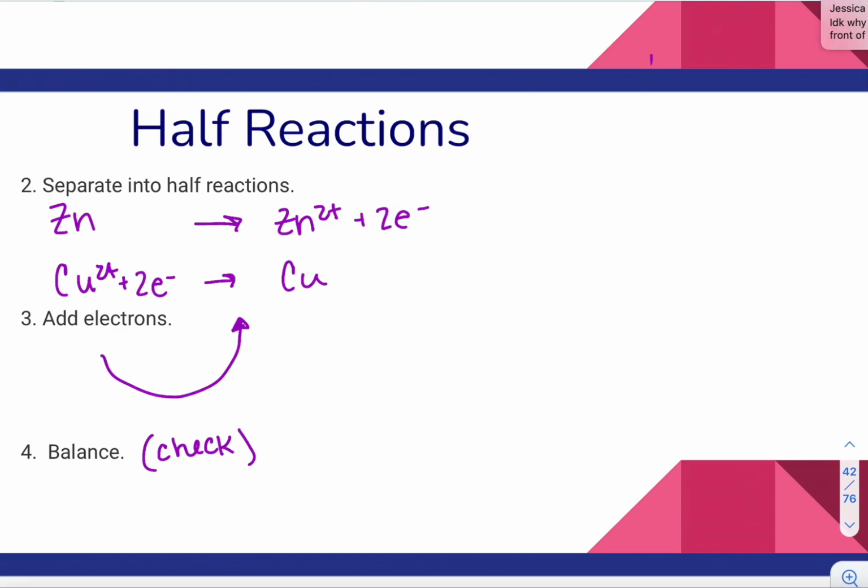And when you do that, you don't want to just check atoms in charge. You also want to make sure you have the same amount of electrons in both of the half reactions. Now, you don't need to have the same amount of atoms or anything like that, but you want to have the same amount of electrons. And we'll talk more about why later on in this video. So here we have 2 here, 2 here, we're good. So this is our final half reactions.